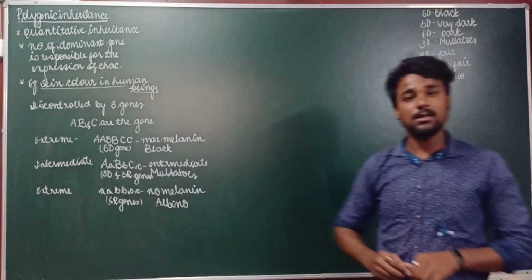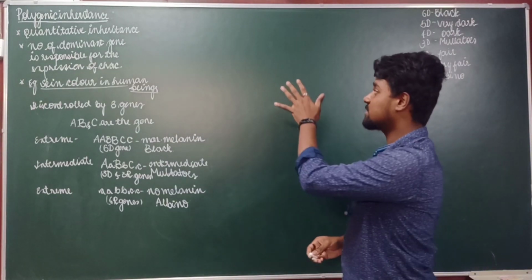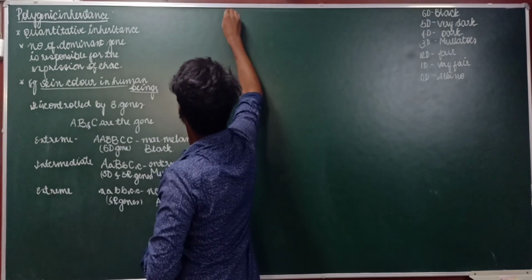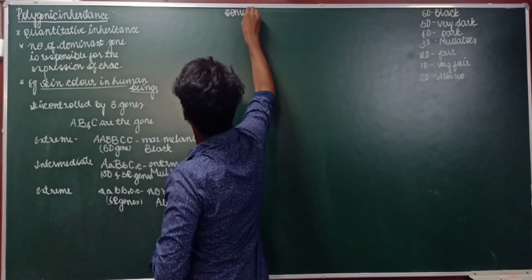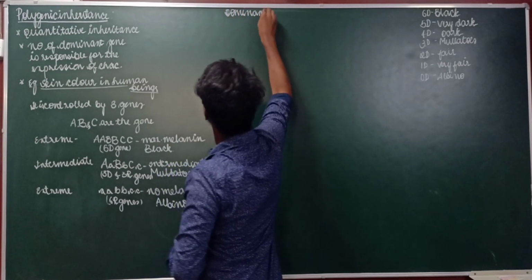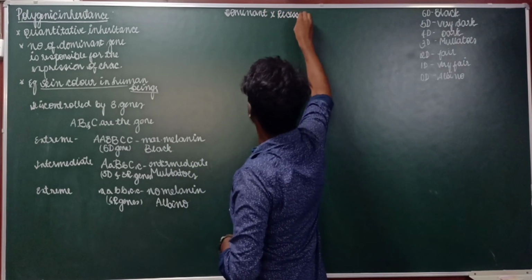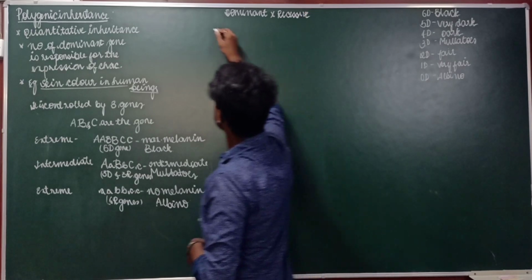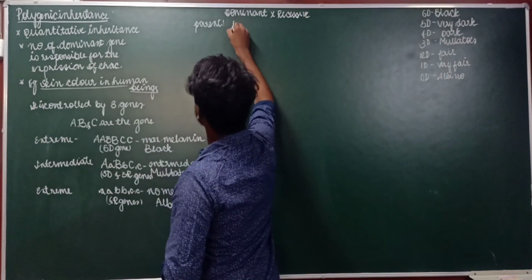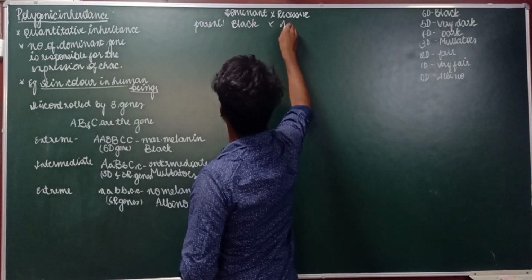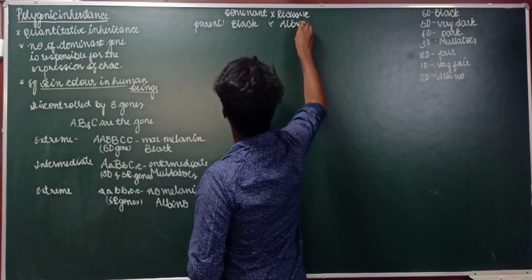I hope it is clear till now. And after that, we have to start the crossing. So when I start the crossing, I'll always cross dominant into recessive. So the dominant parent is black, and the recessive parent is albino.